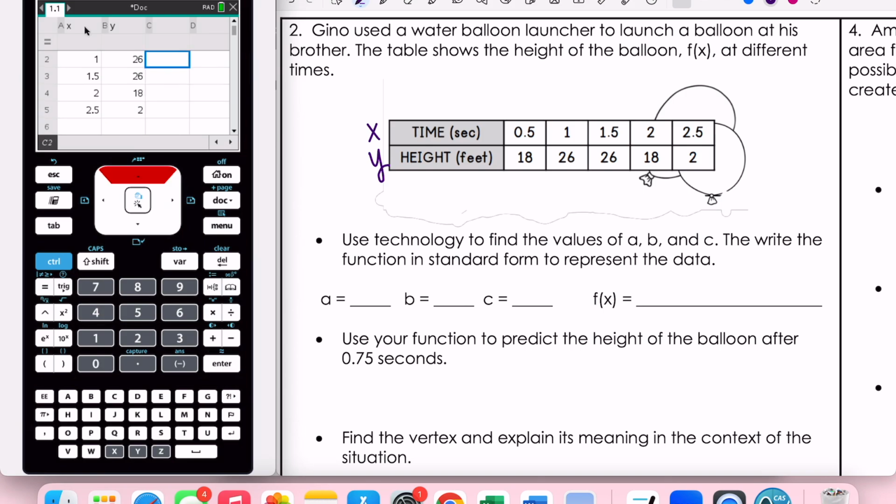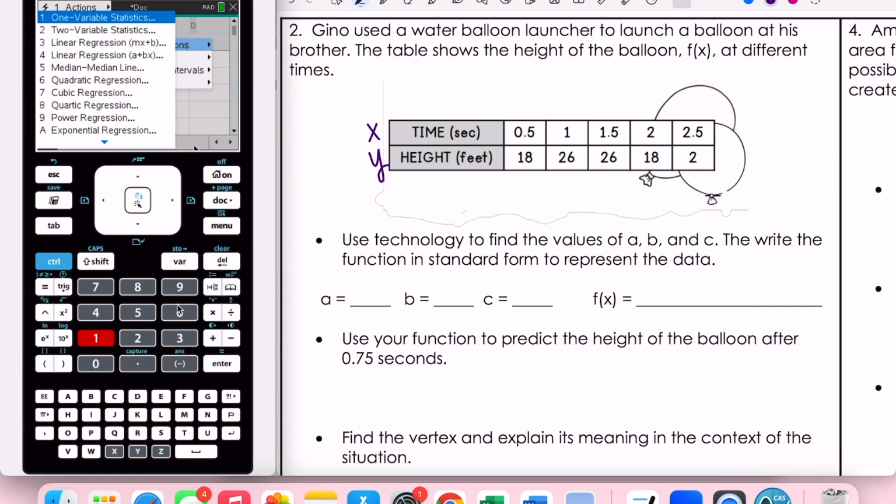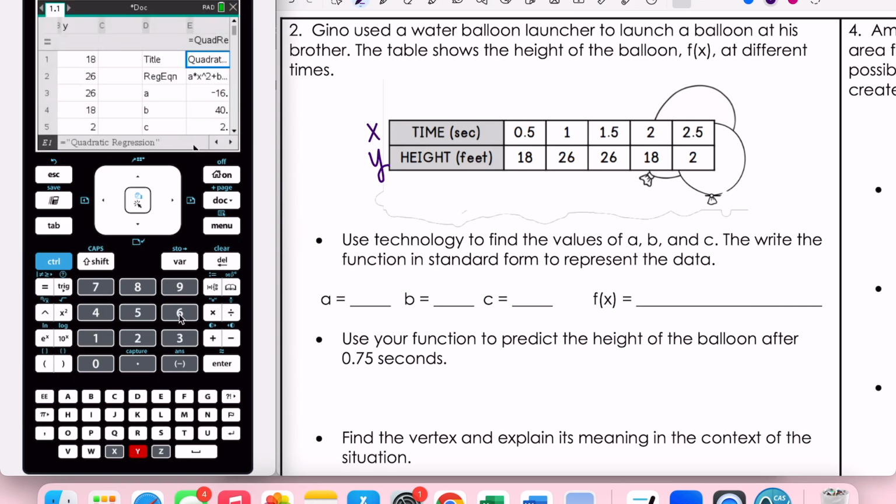So now that we have our data inputted, we want to make sure we are in an empty cell. Again, to find the values of a, b, and c, we are pressing menu 4, 1, 6 for quadratic. Here, I'm going to type x in our x list, y in our y list. Then we will go ahead and press enter twice. So here the value of a is negative 16, the value of b is 40, and the value of c is 2. So here my function is f of x equals negative 16x squared plus 40x plus 2.